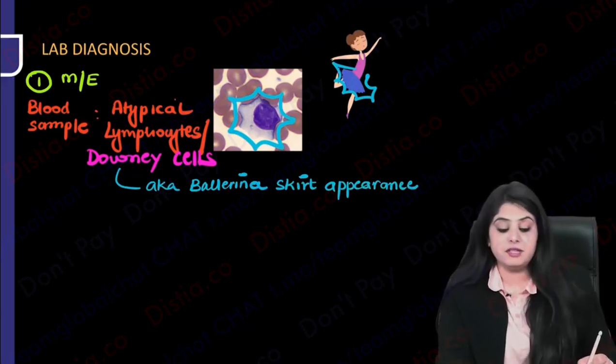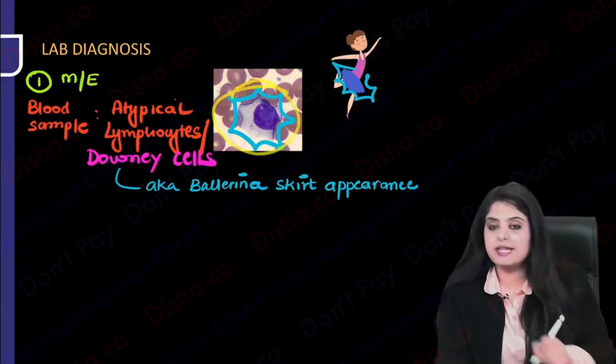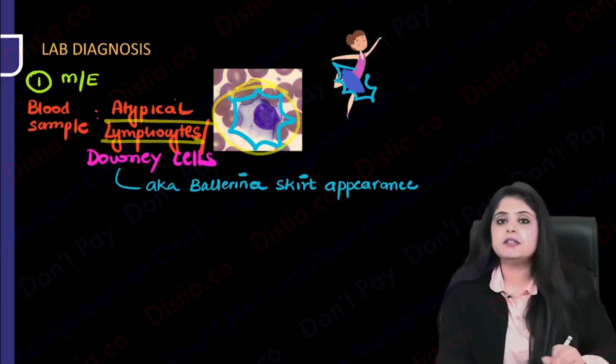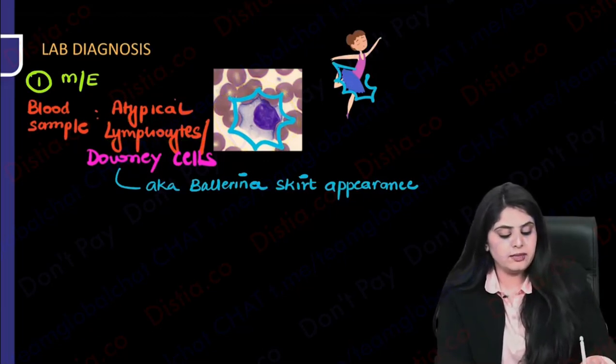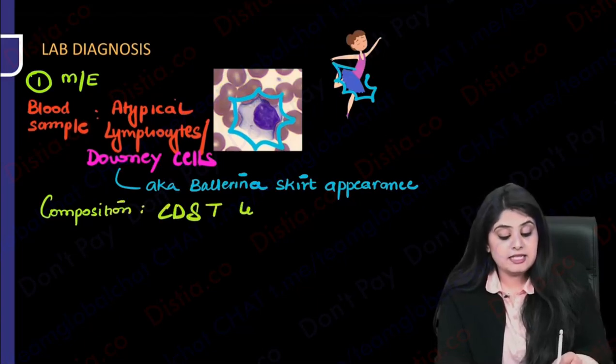That is known as downy cell. But now you will ask me, ma'am, lymphocyte to hai, and that lymphocyte got activated. Which lymphocyte? B lymphocyte or T lymphocyte? What is the composition? Or rather than saying composition, I'll say origin. Remember, these are CD8 T lymphocytes, and that is where students get confused.